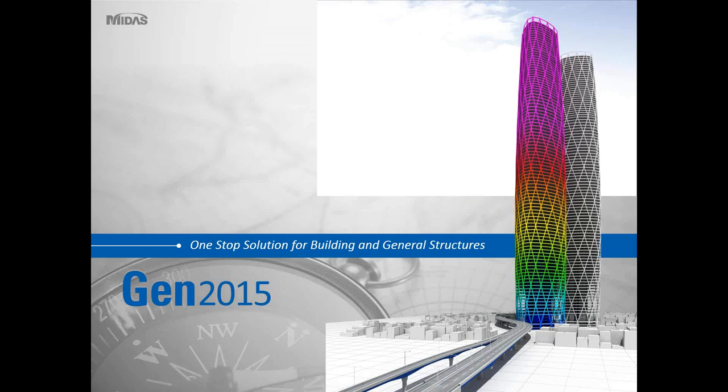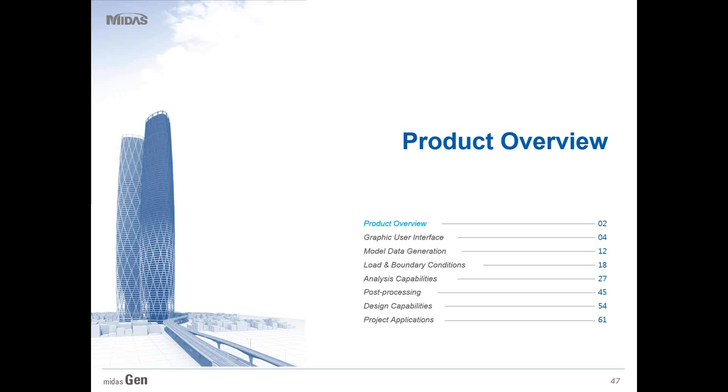So today's topic, Midas Gen, as I mentioned, we'll be focusing on our buildings and general structures package. The presentation will go through a few separate parts. First, we're going to look into a product overview. Then we're going to talk about the user interface, modeling data, boundary and load conditions that can be specified. We're going to talk about the analysis capabilities as well as some of the post-processing and design capabilities of the software.